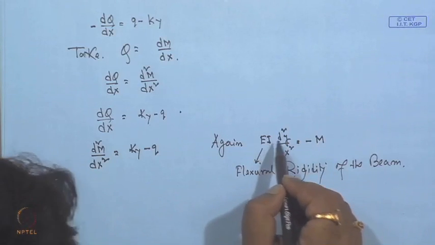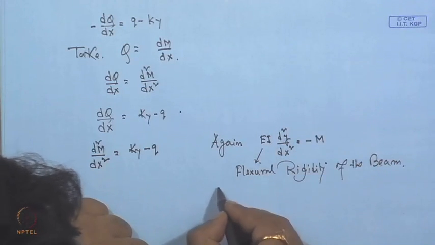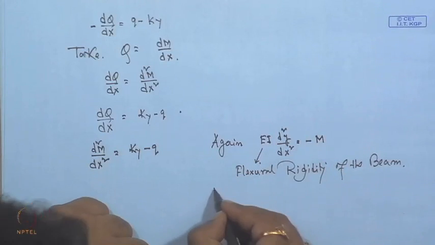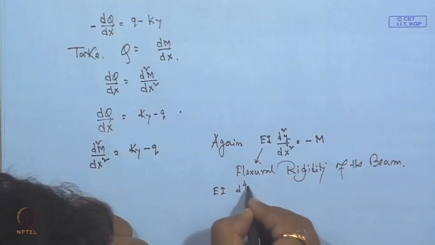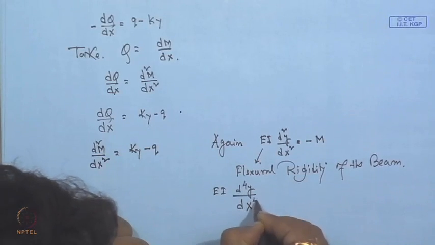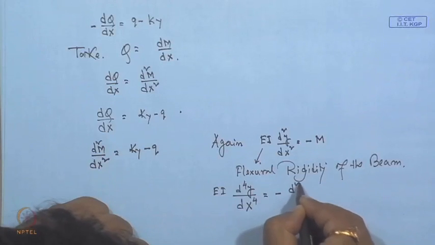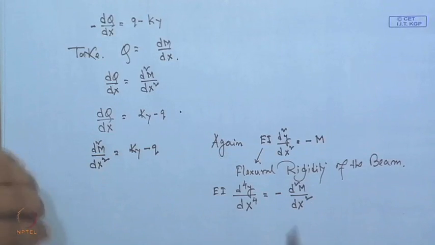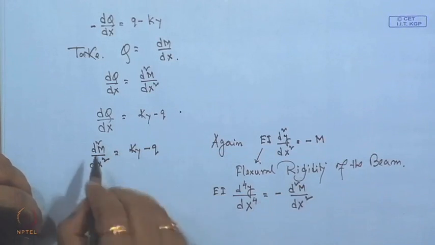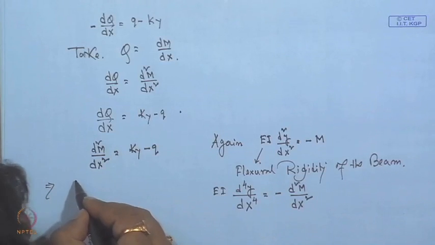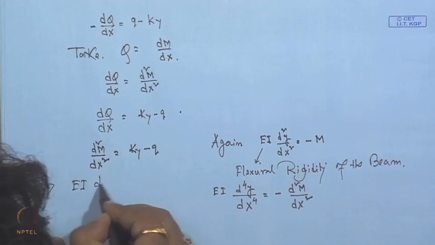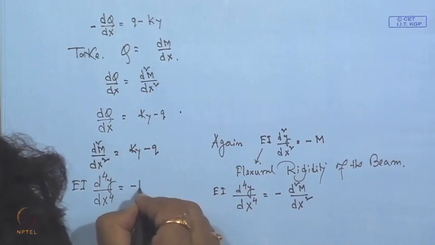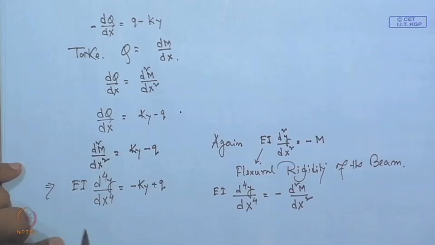So, again we know this expression. So, finally, for d square M by d x square, if we differentiate this equation twice, then we will get E I d to the power 4 y d x to the power 4 equal to minus d square M d x square. Now, you put this expression into here, then you will get E I d to the power 4 y d x to the power 4 equal to minus k y plus q.